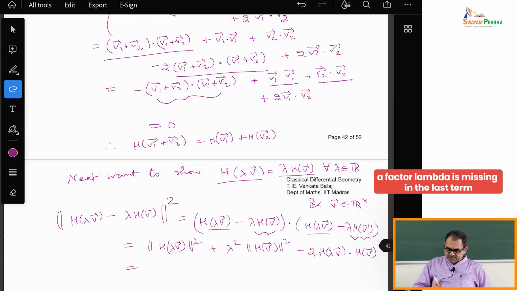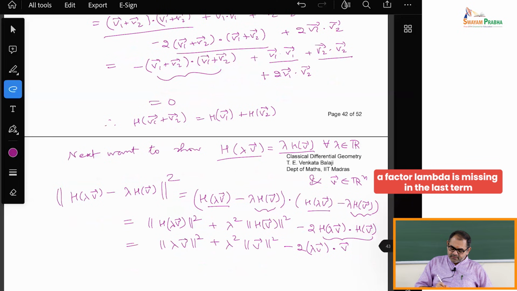Therefore, this is the same. The first term is the same as norm lambda V squared. Okay, and the second term is lambda squared into, again H preserves norms. Therefore, norm of HV is the same as norm V. So this is norm V squared. Okay, and then here I am going to get the third term, use the fact that H preserves dot products. So it's going to be minus 2 lambda V dot V. So I am using H preserves dot products and norms, which essentially came from just H preserves dot products, because that implies H preserves norms.